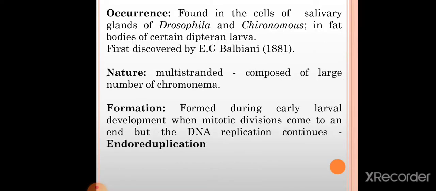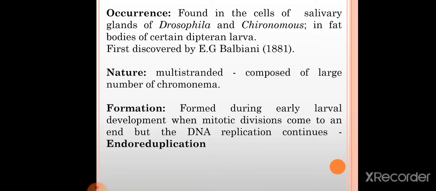Now, where do you find these Polytene chromosomes? They are basically found in the cells of salivary glands of Drosophila and Chironomous larva, and in fat bodies of certain dipteran larvae. It was first discovered by E.G. Balbiani in the year 1881.